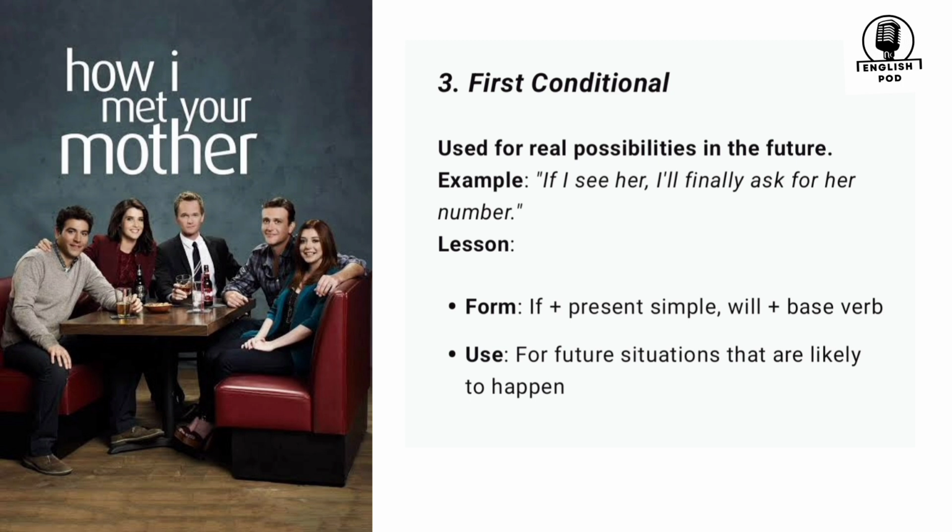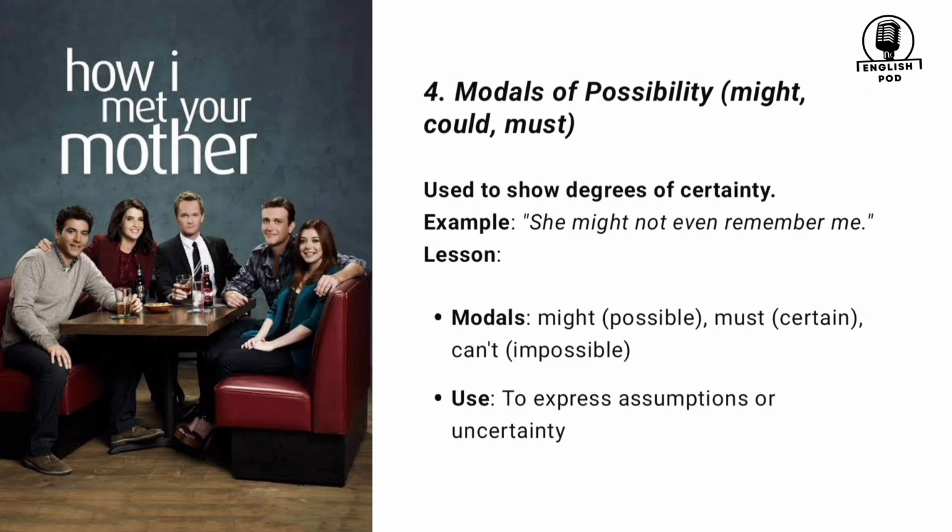Now let's talk about those little words that pack a punch. I noticed "might" popping up quite a bit. Yes, "might." And its friends "could" and "must." These are modals of possibility, and they're all about showing how certain or uncertain we are about something. So like when Ted says, "She might not even remember me." Perfect example. That "might" throws in a whole layer of doubt, doesn't it? It shows that Ted's not really sure what's going to happen, and that makes his situation more relatable. We've all been there. Totally. That one little word changes the whole tone of the sentence.